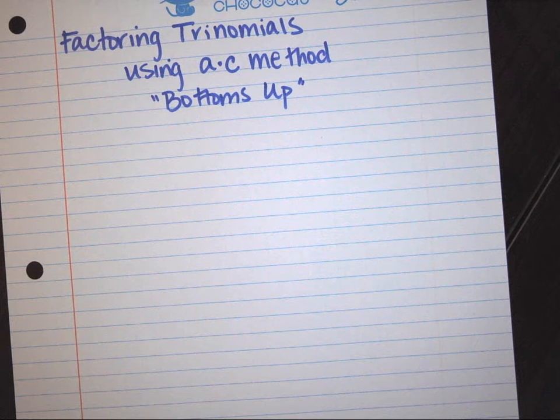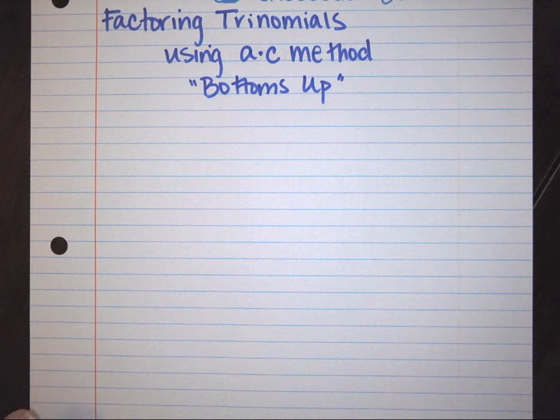Now the other method that we have at our disposal that we can use fairly often is what's called the AC method, or as I like to call it, bottoms up. Bottoms up, or the AC method, has quite a few steps that need to be followed in order to make this method successful. So for those steps, we have to look at a couple key ideas, and those ideas are going to include the method of which we have to approach the problem.